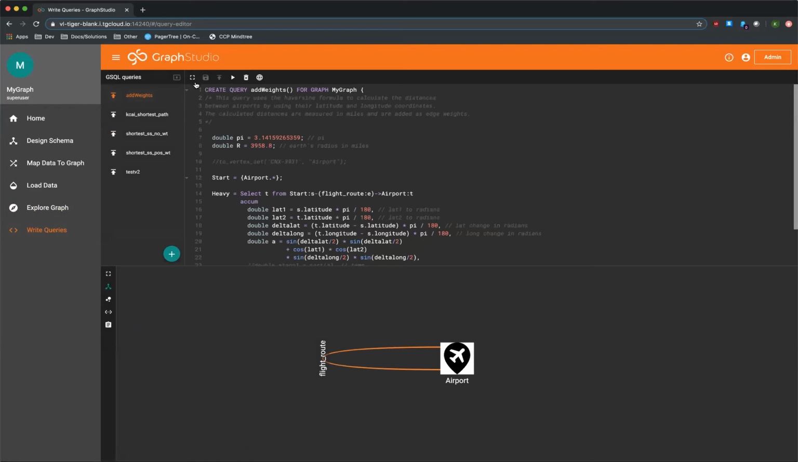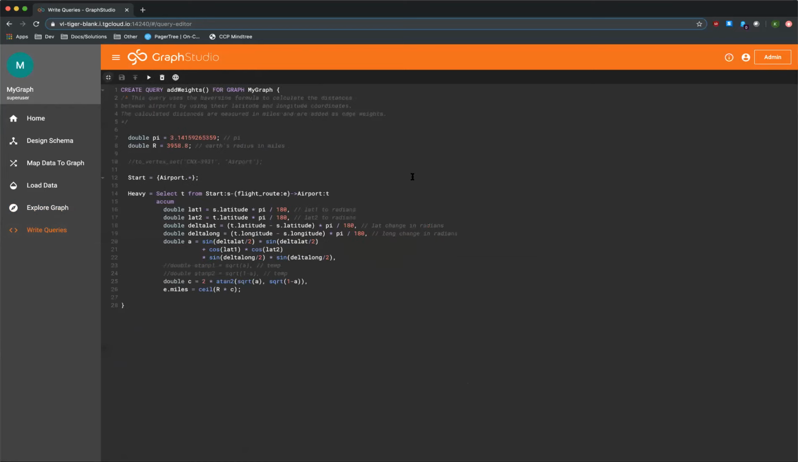There is a standard formula for calculating distances, but it's not your standard Euclidean distance because the world is not flat. The world is a globe. So there's a lot of trigonometry involved. You can see those sine and cosine functions. This may look like Java or C or Python or whatever. This is GSQL. And that's why we're saying GSQL is Turing complete. It's really easy to implement a lot of algorithms.